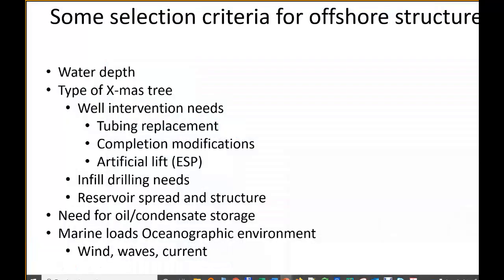Yeah, also the one thing, these are technical constraints, okay? The other thing is the marine loads or marine environment, the oceanographic environment. Each structure has some vulnerabilities or some characteristics that make it suitable for some conditions, weather conditions. Okay.